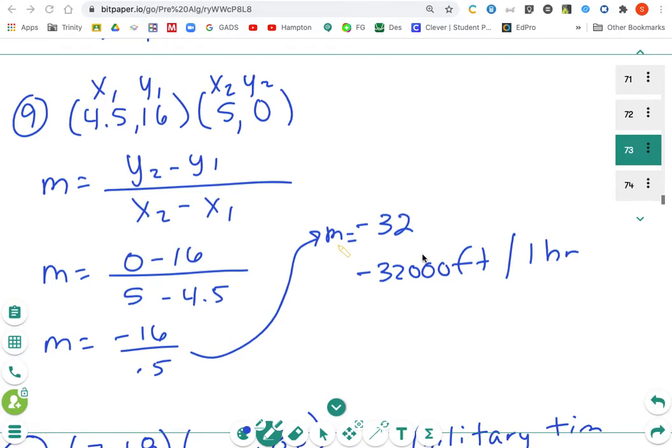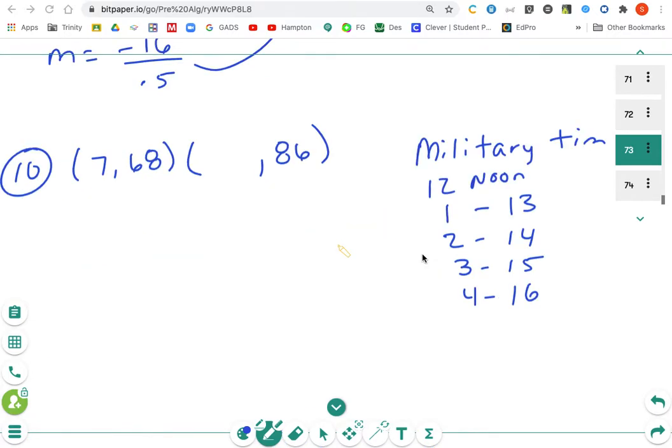Now the last question, we're going to have to use military time because we're looking at temperature. We have a temperature at 7 a.m. of 68 degrees. But we have a temperature at 4 p.m. of 86 degrees. So, over here, a little quick reminder about military time.